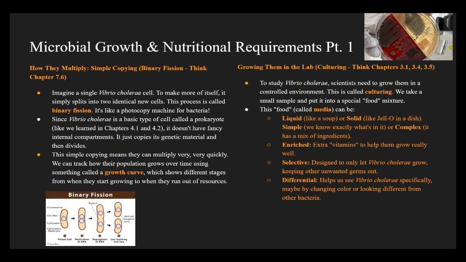Vibrio cholerae multiplies rapidly through binary fission, where one cell splits into two identical cells. For study, scientists culture them in labs using various media: enriched media for optimal growth, selective media to isolate, and differential media for visual distinction.